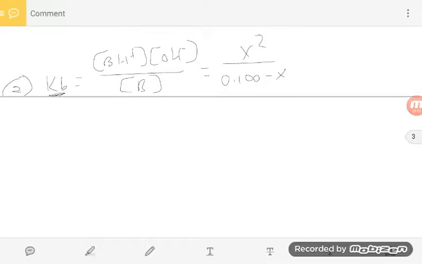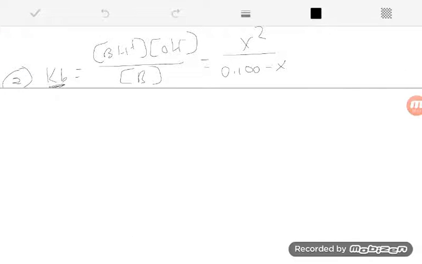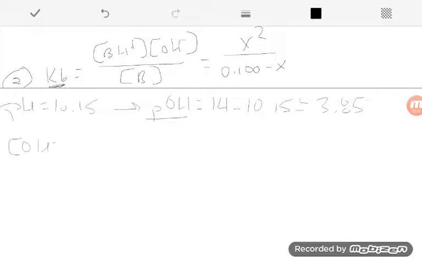Let's scroll down, give us a little more room right here. There we go. So I know my pH is 10.15. So that means my pOH is going to be 14 minus 10.15, right? Because pH plus pOH gives me 14, which is going to give me 3.85. So if I have pOH, I can turn that into an OH minus. OH minus is just 10 to the negative pOH, which is going to give me 10 to the negative 3.85, which, if I plug that into my calculator, gives me 1.41 times 10 to the negative 4.